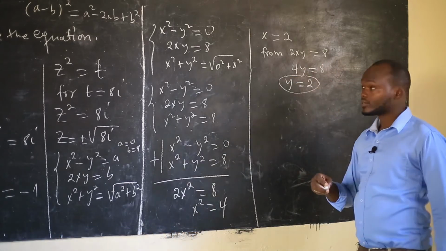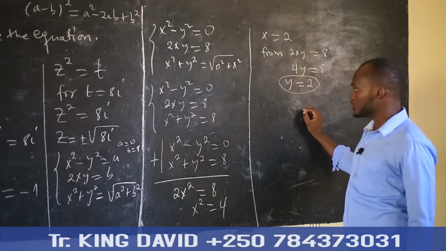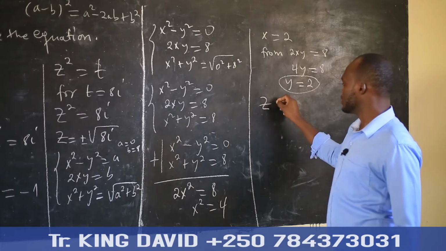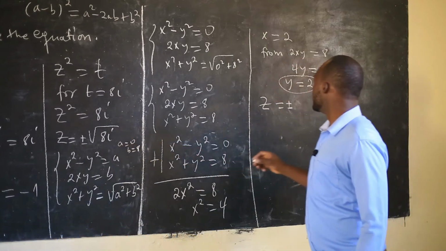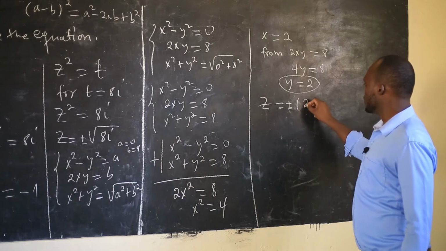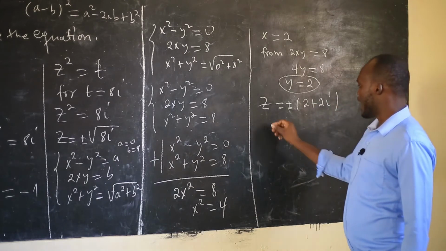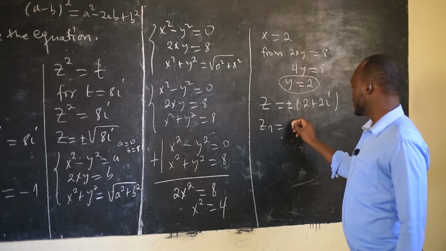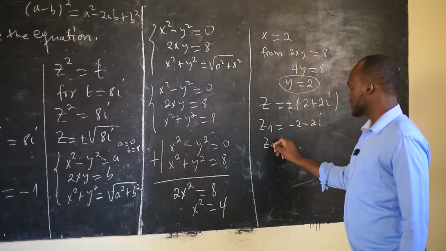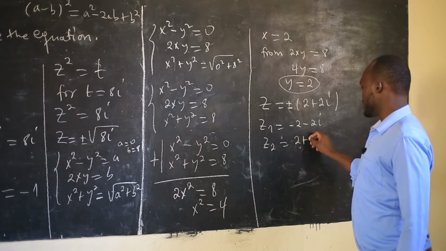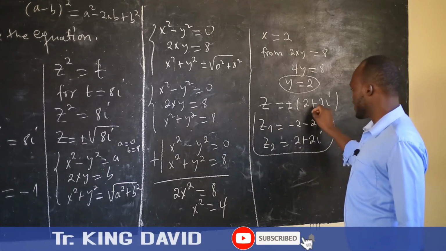So meaning that for x equal to 2, even y is what? 2. Therefore z will be equal to plus or minus square root of 8i is 2 plus 2i. So therefore, our z1 is negative 2 minus 2i. z2 is 2 plus 2i. So those are 2 values of z.